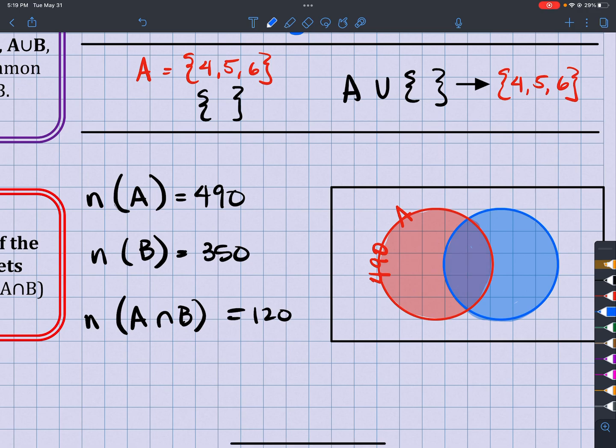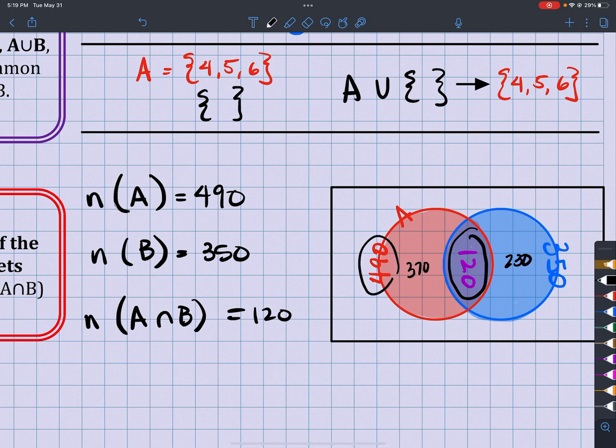The blue has 350. And what they have in common is the 120. So the issue is this. I can't assume that this blue area, not including this, that this 120 came from the 350 and this space right here should have 230. And I can't assume that this 120 came from this as well, so that this would be what, 370, right? So I can't assume that. I don't know where the 120 people in the center here came from.